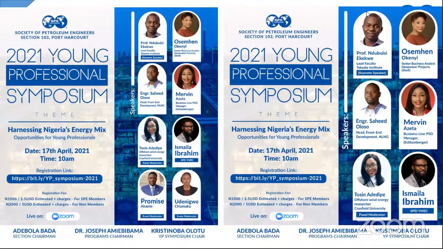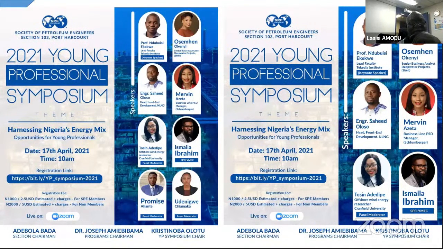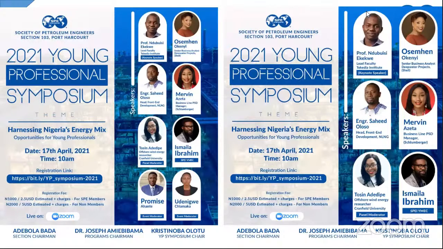First in the lineup is the 2021 Young Professionals Symposium. The theme of this event is Harnessing Nigeria's Energy Mix: Opportunities for Young Professionals. This event is going to come up on the 17th of April, 2021. So we'll please ask everyone to disseminate this information and also join when the date comes. See me on the next slide.